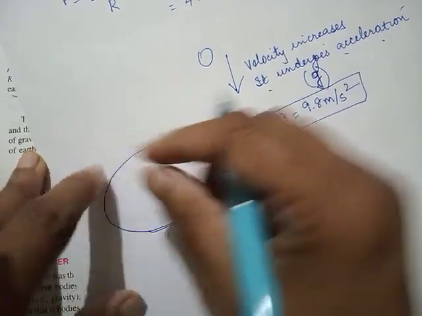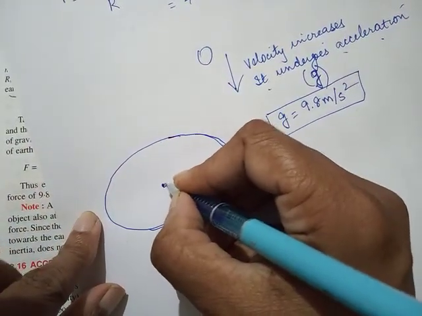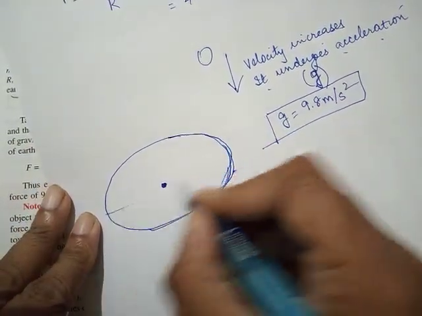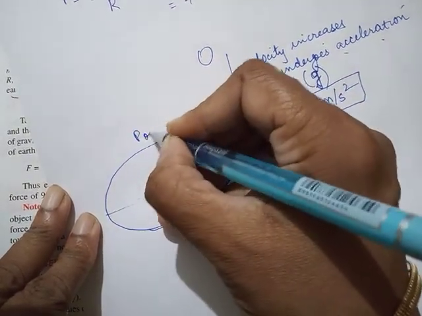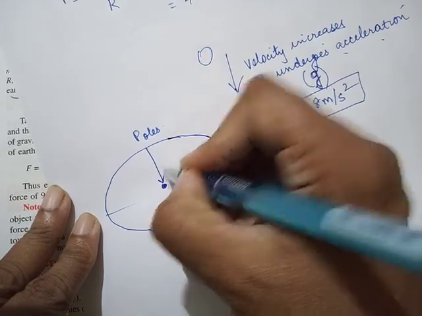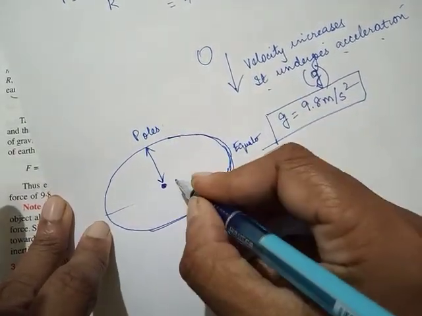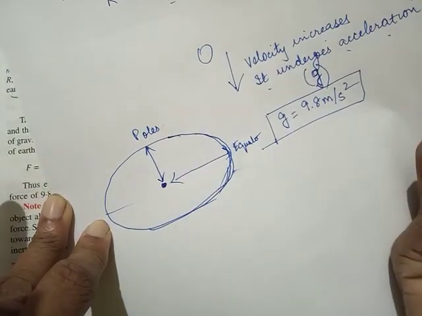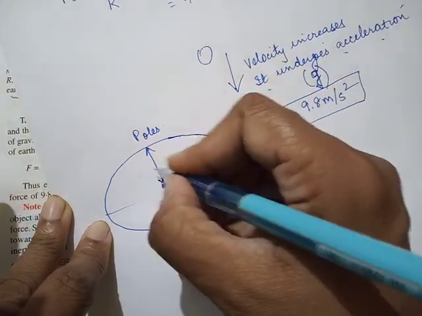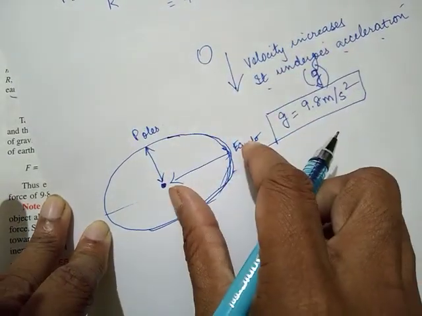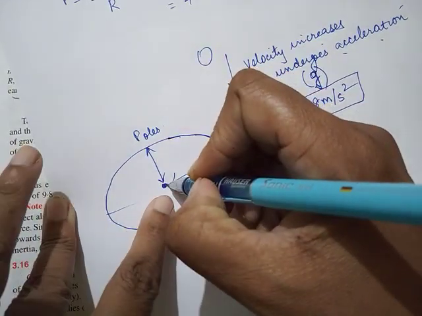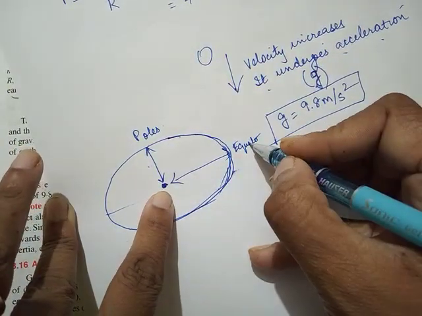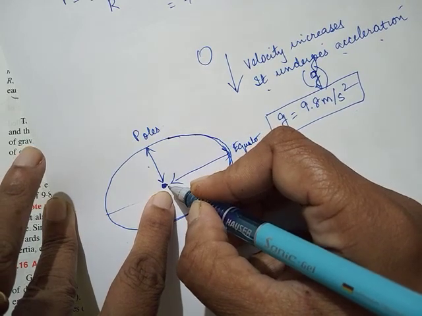It's somewhere like a sphere, okay? So if this is the center of Earth, this is the equator and this is the pole. Generally, poles are closer to the center of Earth than the equator. Do you agree with me? The distance between poles and center of Earth is less, and the distance between equator and center of Earth is more.